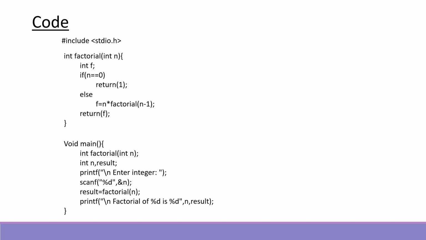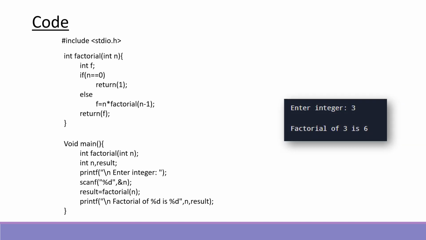Let's now understand the factorial function. Inside the function, we check if n is equal to 0. If yes, we return 1, because the factorial of 0 is 1. Otherwise, we multiply n with the factorial of n minus 1. This process repeats until the value of n becomes 0. Finally, the program prints the factorial of the entered number. For example, if we enter 3, the program calculates 3 times 2 times 1 equals 6. So the output will be factorial of 3 is 6. That's how this simple recursive factorial program works in C.